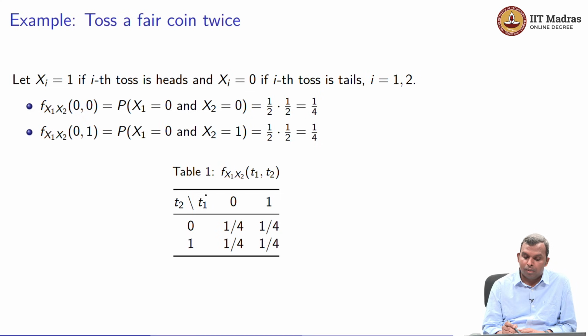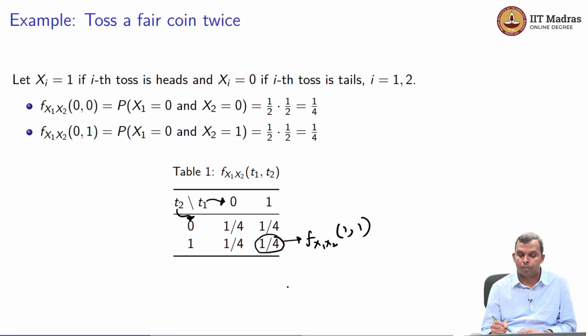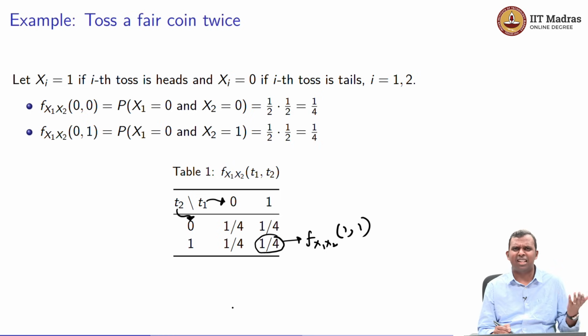Notice how this table works. The values of T1 are here, 0, 1, and the values of T2 are here, 0, 1, and this matrix or table is basically f x1 x2 of T1 comma T2. So, this 1 by 4, for instance, is f x1 x2 of 1 comma 1. Okay, easy enough, right. So, this is all that there is to joint PMFs.